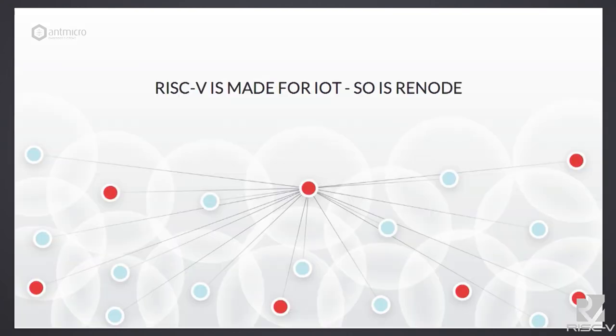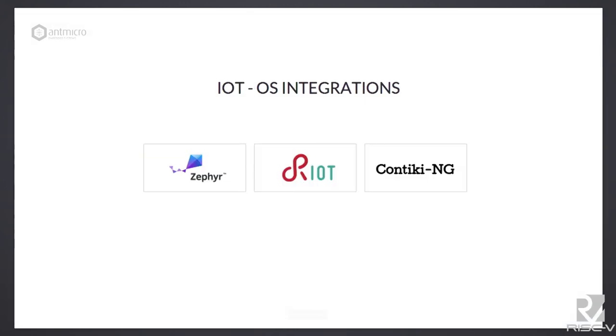And I want to talk about specifically one very important use case, IoT. We think RISC-V is really going to be successful in this domain. And Renode is, incidentally, made to work with IoT systems very well. As an example, there's been a very good development this year. We started working with the Zephyr guys, Intel and related, and we did some demos and we showed how you can use Renode for testing Zephyr-based systems, especially multi-node ones.